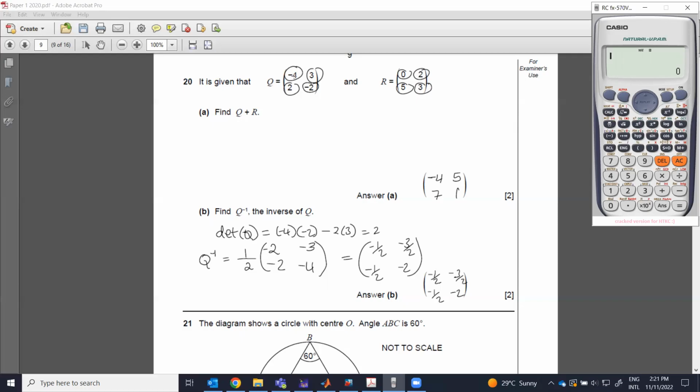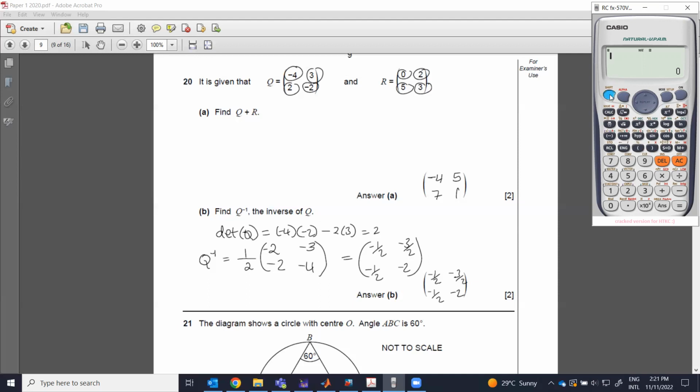So the determinant is -4 times -2 minus 2 times 3. So this is 8 minus 6, which is 2. Then we interchange these two. It's -2 and -4, and then multiply those ones by -1. So this is -3 and -2. This is -1/2 minus 3/2, then -1/2 and -2. Okay, everything looks correct.